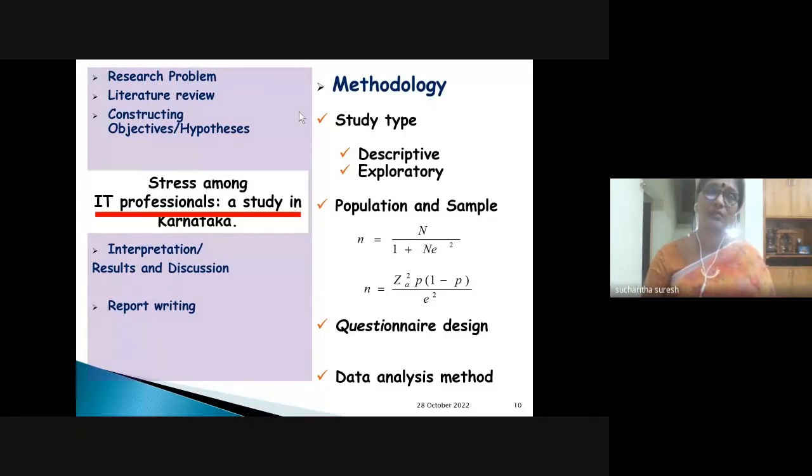We have to calculate sample size scientifically. So this is what I'm stressing. Dear participants, those who are here, you make a practice of using sample size calculation. All right. Then questionnaire.